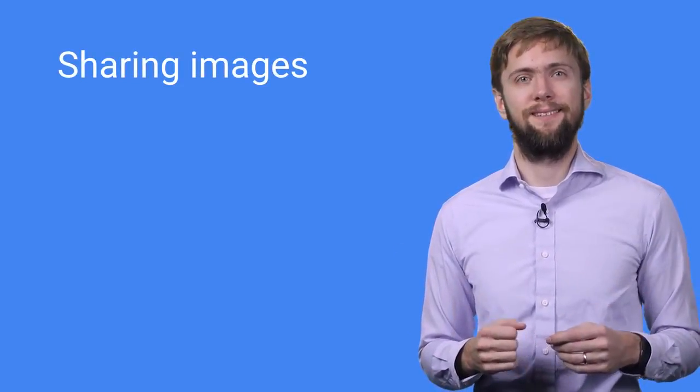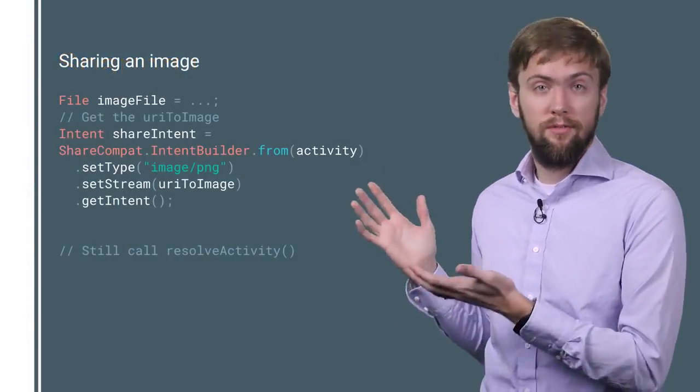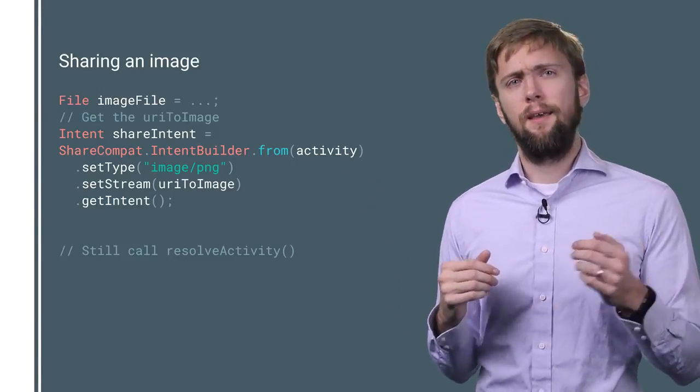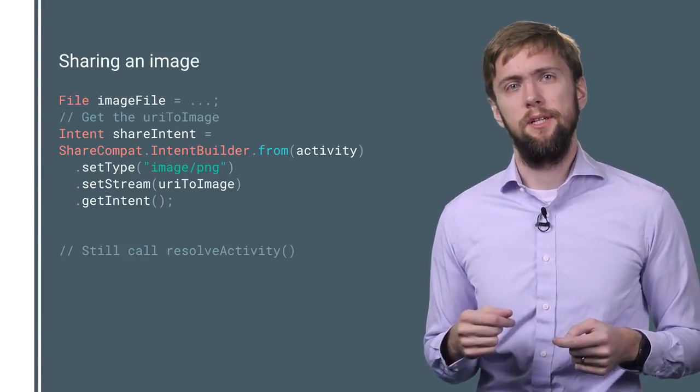But text, formatted or not, is a bit basic. Let's move on to the cool part. Sharing, say, an image. Now we're getting somewhere. OK, so setStream is new. Except where do we get that URI to the image?